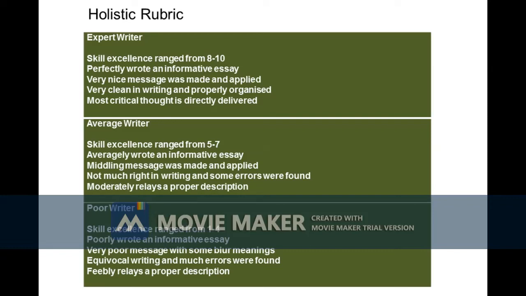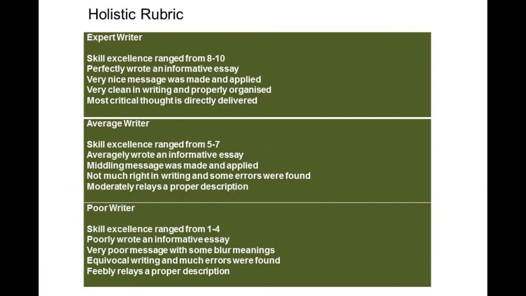Lastly, the poor writer, which shows the low performance level of a student, and the academic quality is very low and poor. So here, it tells you a skill excellence range from 1 to 4. Poorly wrote an informative essay, very poor message with some blurred meanings, equivocal writing and many errors were found, and lastly, feebly released a proper description, which shows that the strength is so poor. In opposite words, it's weak. That's the holistic rubric and those definitions.